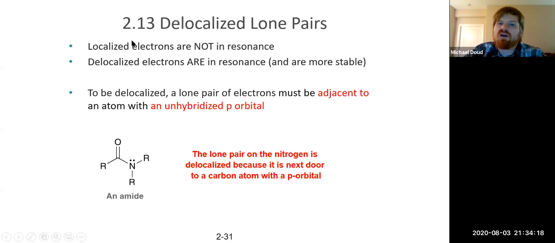Delocalized lone pairs are lone pairs that are involved in resonance, and they're more stable because they're smeared out over more places. So for a lone pair to be delocalized, it has to be adjacent to an atom that has an unhybridized p orbital. In most cases, that's going to be with a pi bond, or it could also be an empty p orbital, like what we see with the carbocation.